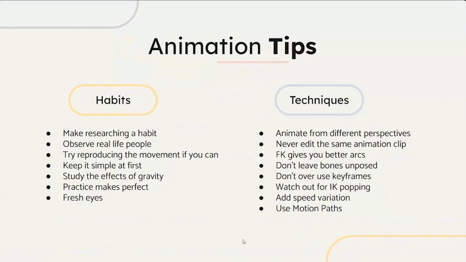And add speed variation. Like I said, make your animation interesting. Don't make it boring, like having everything on the same speed or having zero gravity, like your character is moving in slow motion. That is pretty boring. Add some dynamism to it. Add speed to certain parts and leave other parts moving slower to create more dynamism. And use motion paths, my favorite tool.